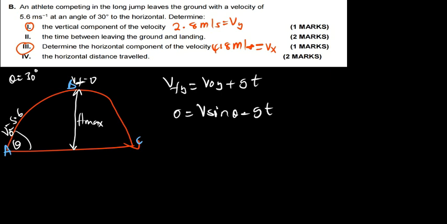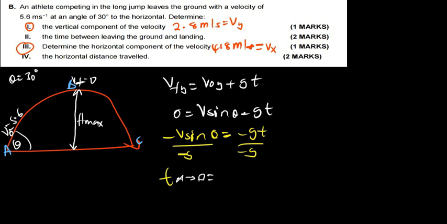Then I'll shift V sine theta to the other side. I'll have this. I'll divide it by negative G. So this is basically the time from point A to B, which is V sine theta divided by G. Now, this is the time it's going to take for this ball to reach the maximum height. So the formula for T from A to B is V sine theta divided by G.